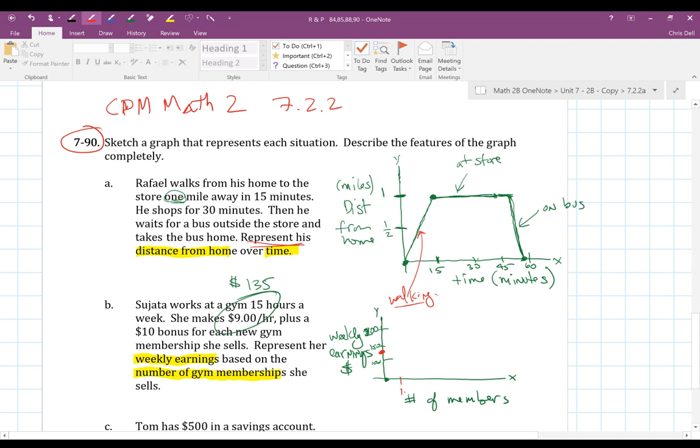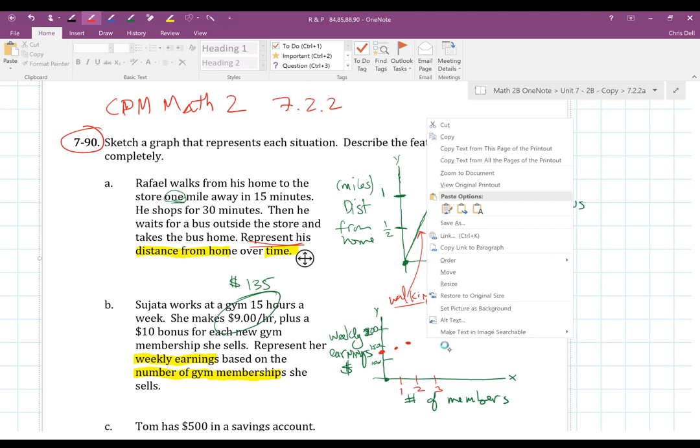So then if we said at 1 membership, it'd be $10 bonus. So she grows 10. Her same weekly wage doesn't change. It's going to be plus 10. So now if she sells 2 memberships, it's plus 20. So 135 plus 20 is 155. And then at 3 memberships, she would grow another $10. So 165.